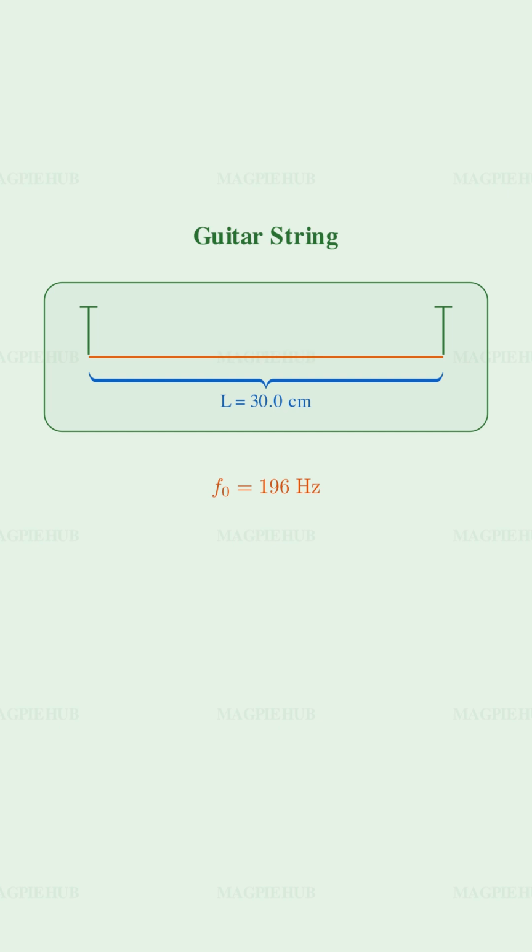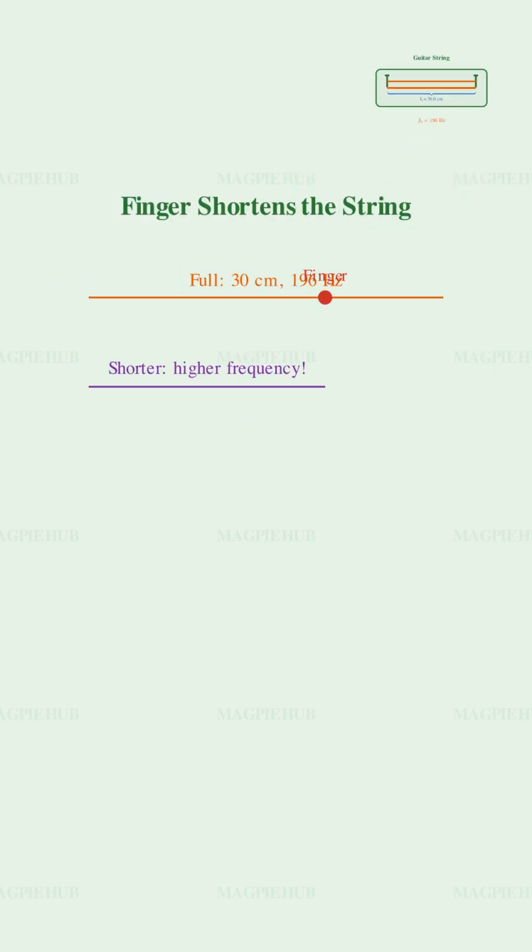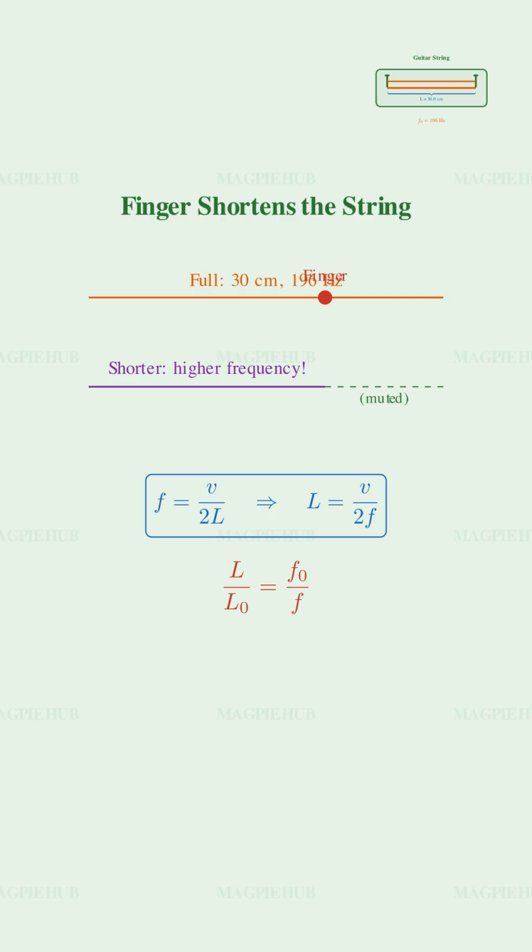Watch the fundamental standing wave, 1/2 wavelength, fits along the full length. When you press your finger on the string, you create a new fixed point. This shortens the vibrating length of the string. A shorter string vibrates at a higher frequency. The wave speed remains the same because the tension and mass per unit length don't change. So the frequency is inversely proportional to the vibrating length.